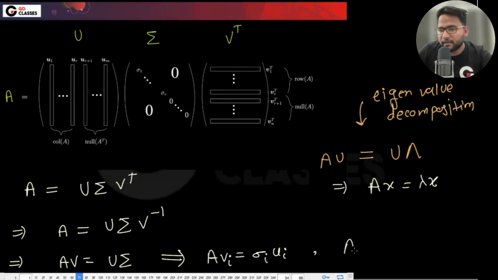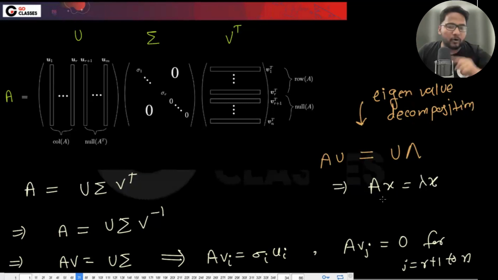And for the remaining n minus R, we were writing A V_j equal to 0 for j equal to R plus 1 to N. So these were the two sets of equations that we have got. From these, we have quickly identified that these U's are in the column space. And since we have R U's, they form the basis, because they are linearly independent. That's how we got this, and similarly, we got the null space.